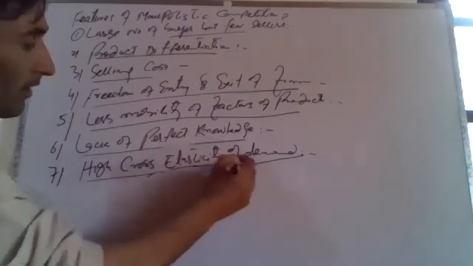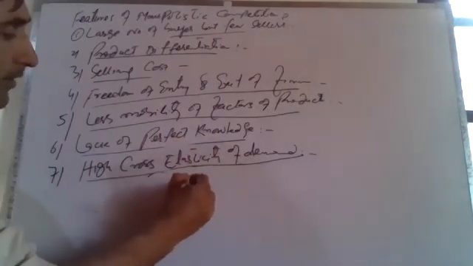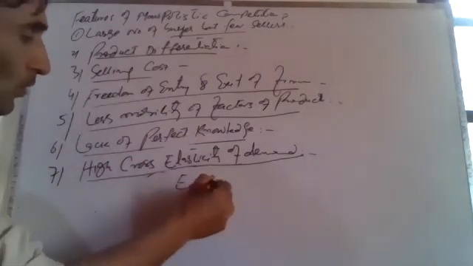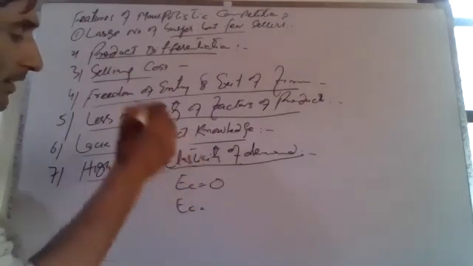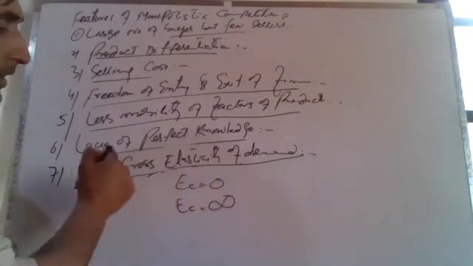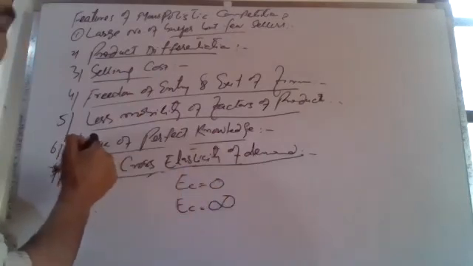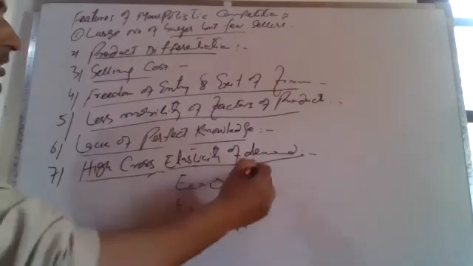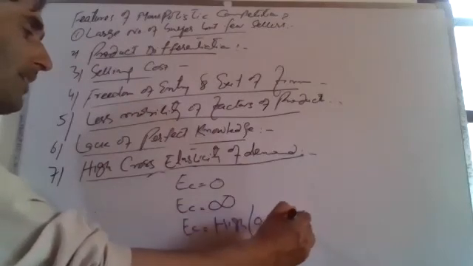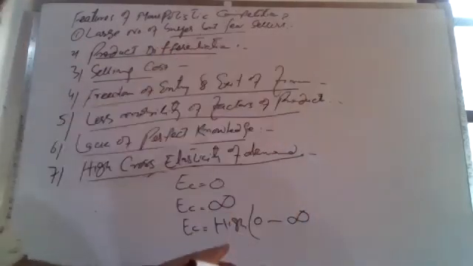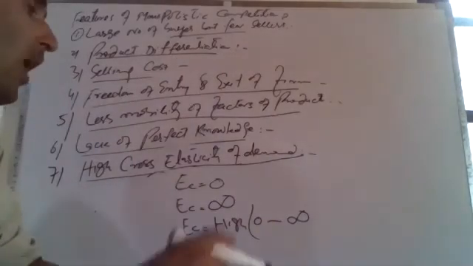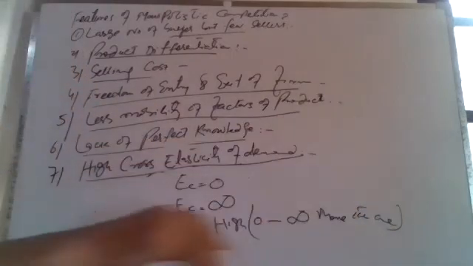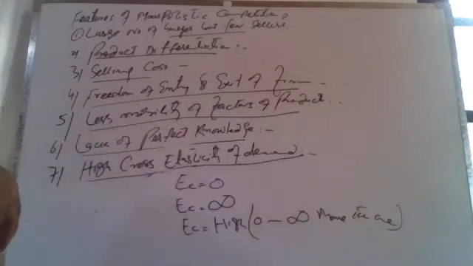Monopoly में क्या होता है? शाबाश, monopoly में क्या होता है cross elasticity of demand? Zero. शाबाश, equal to zero. Perfect competition में क्या है? Infinity. But in monopolistic competition, it is high. That means it is between 0 and infinity. High means we take it more than 1. That is high, more than 1. So this is another feature, the 7th.